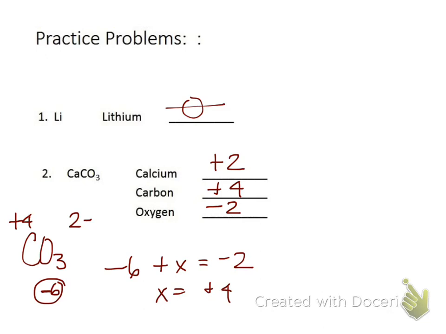You get the negative 2 from the top? I got the negative 2 because carbonate is a negative 2. It's one of your polyatomic ions that you're supposed to know.